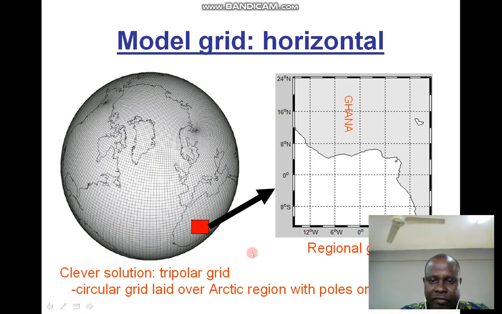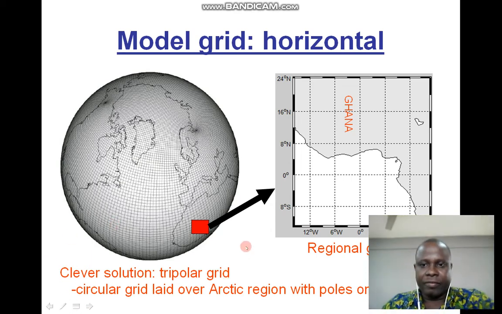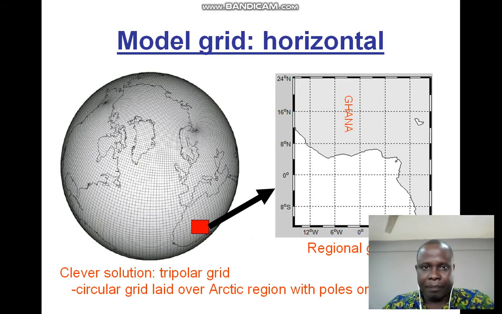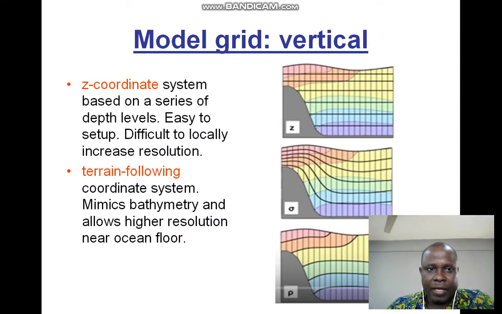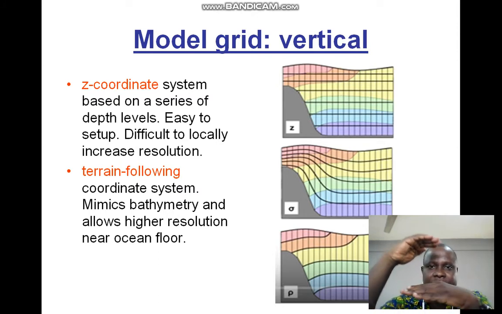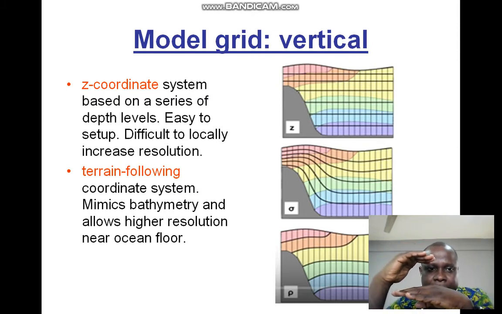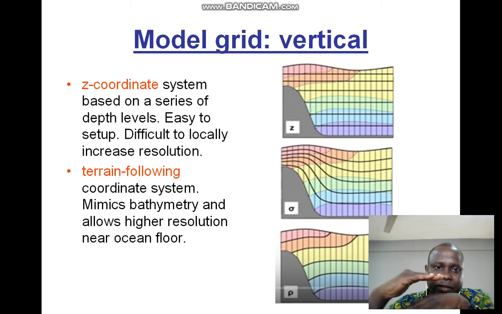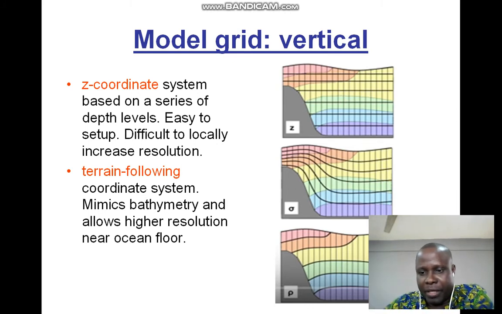So I've basically given you a brief overview of the horizontal grid that modelers often have to be concerned about. And then they also have to be concerned about the vertical grid, and there are different ways that you can do that. One of them is called the Z-coordinate system, where in the vertical direction you basically take a series of depth levels. It is much easier to set up.